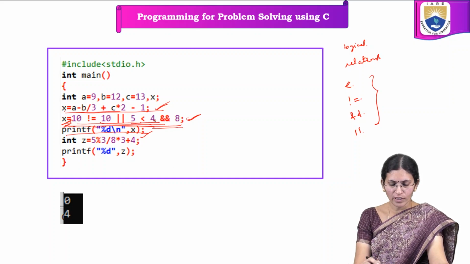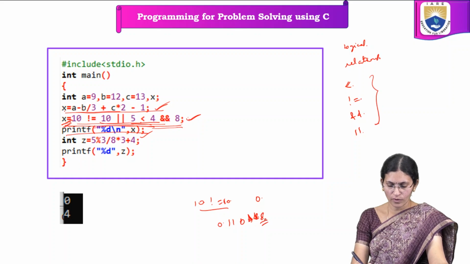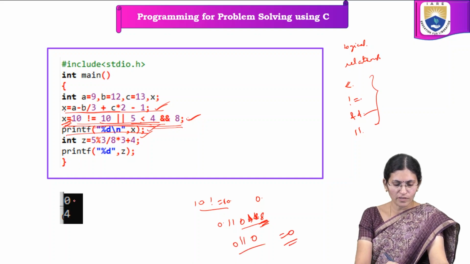So 5 less than 4, that is false, which means it will give you a 0 value. Then after that 10 not equal to 0, this is also false. So this will give you 0 or 0 and then 8. So 0 and then some positive value will give you 0 only. So 0 or 0 is equal to 0. Therefore the output of this statement is equal to 0. Next, in this expression we have already covered the different operators: modulus, division, multiplication, and plus. So when you print the value of z, z is equal to 4 here.